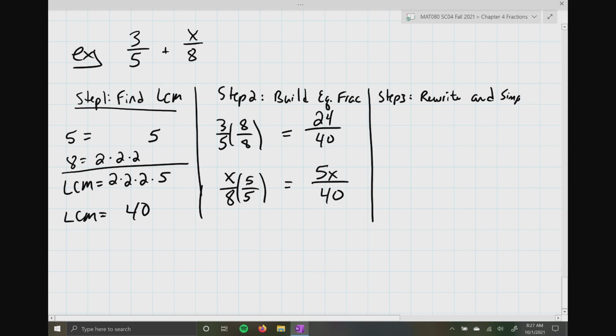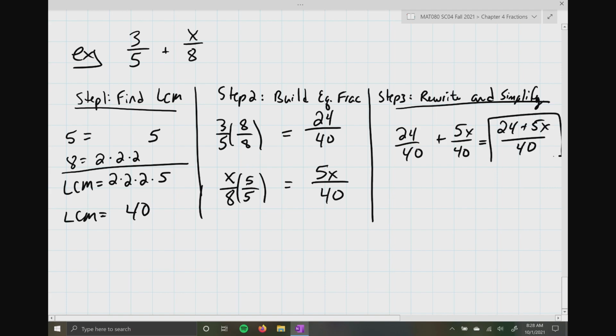And simplify. So I have 24 over 40 plus 5x over 40 equals one big numerator over your denominator. And since you cannot combine 24 plus 5 times x, you don't even have to simplify anything. You literally just leave it like that.